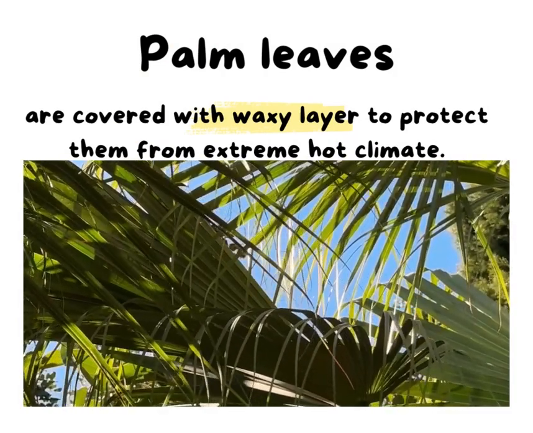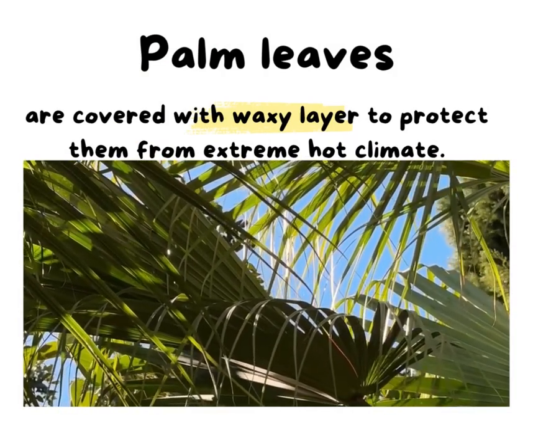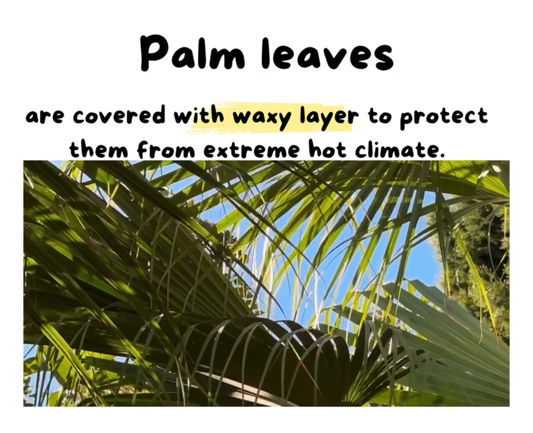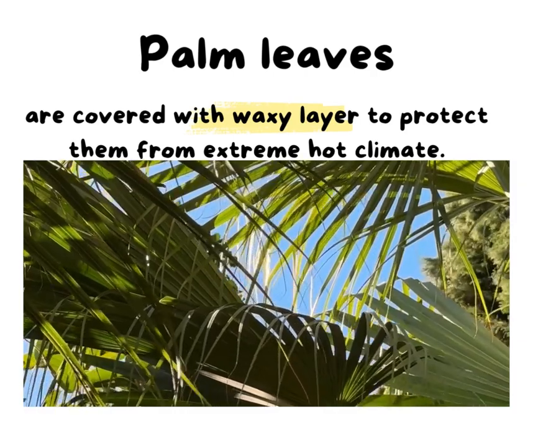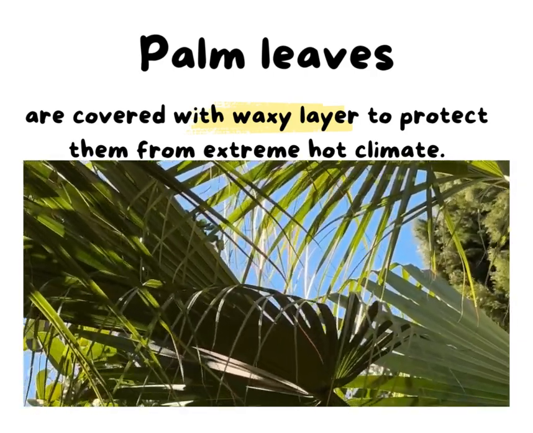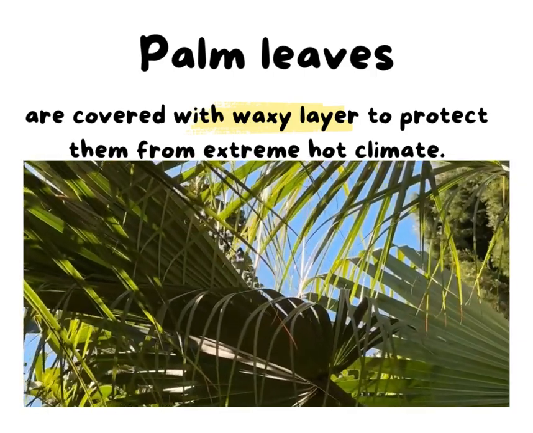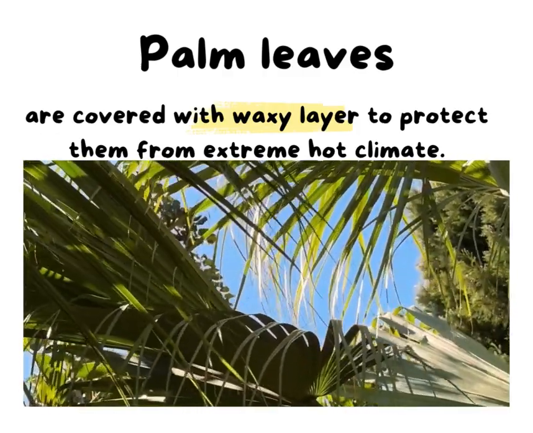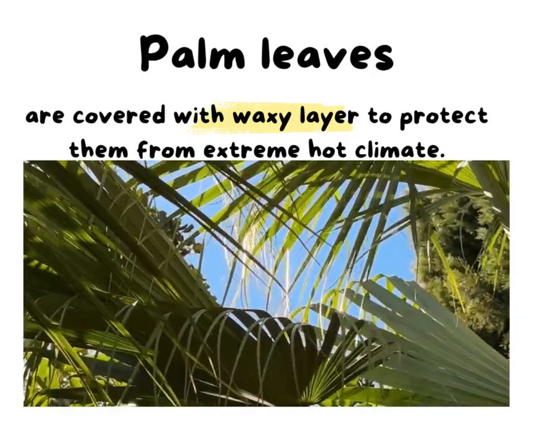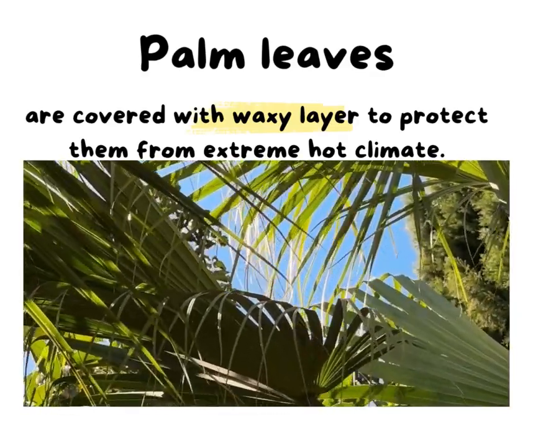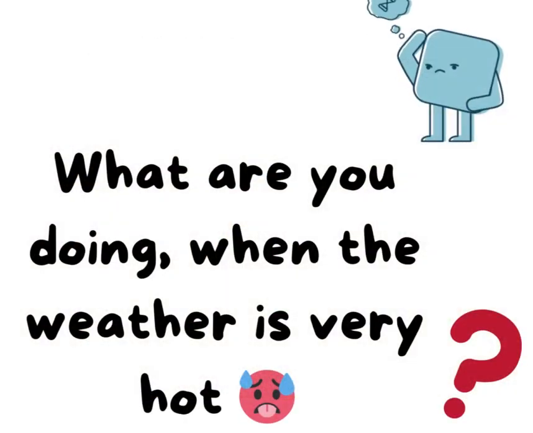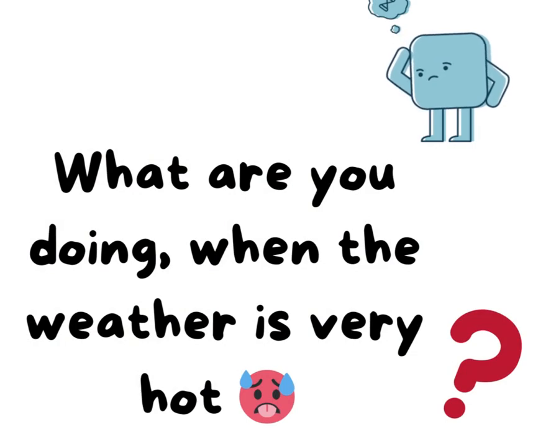Okay, now we took 2 examples, one about animals, the agama lizard, and the second example from plants, the palm leaves. So if those examples are clear for you, we will move to another example, which is the last one, the human. How can the human protect himself from the very hot climate?